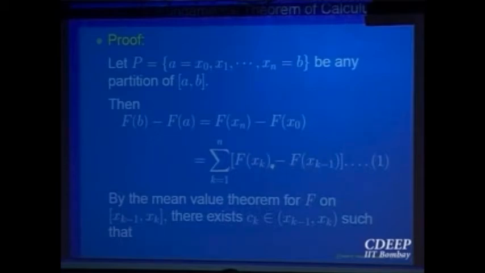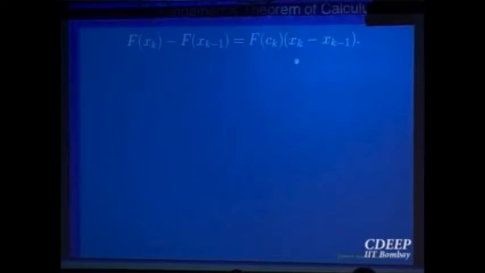The function capital F is continuous over the interval xk minus 1 to xk. It is differentiable in the open interval. Lagrange's mean value theorem is applicable. So there is a point ck in this open interval, so that f(xk) minus f(xk minus 1) is equal to the derivative, which is small f, times the length of the interval. So you can see already that the term of the sum is appearing. So that gives you that this must be equal to this.